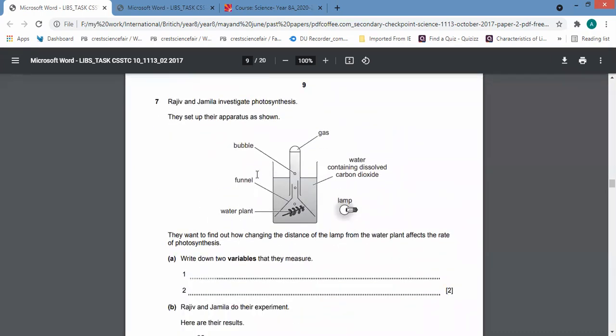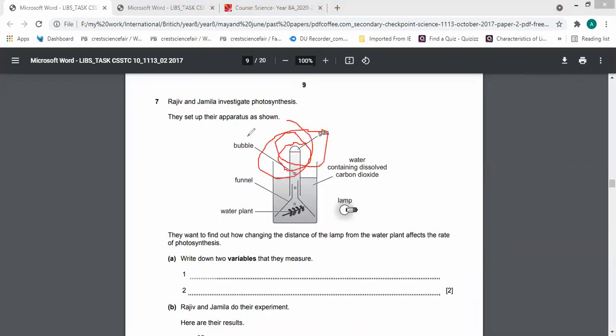About the effect on the photosynthesis process, the first one occurs as a result of changing the number of bubbles, or the volume of oxygen gas produced. By increasing the number of bubbles, it means increasing the rate of photosynthesis. Decreasing the number of bubbles means decreasing the rate of photosynthesis, right? Yes. Okay, what is the other variable?